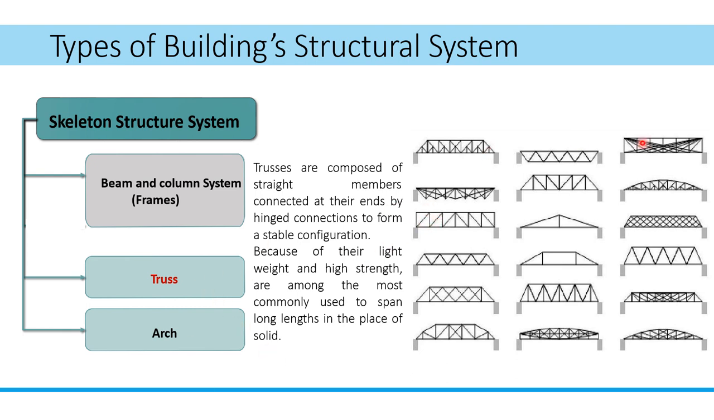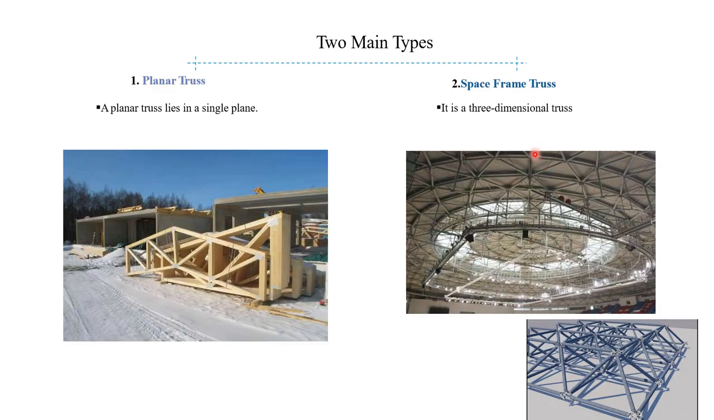These are a number of different types of trusses. There are two main types of trusses. The first is planar trusses, the second is space trusses. Planar trusses lie in a 2D plane, just like a whiteboard or blackboard. You can see these are 2D trusses, and here are 3D trusses. Here is a stadium picture, with 3D space trusses, not 2D elements. So these are the two main types of trusses.